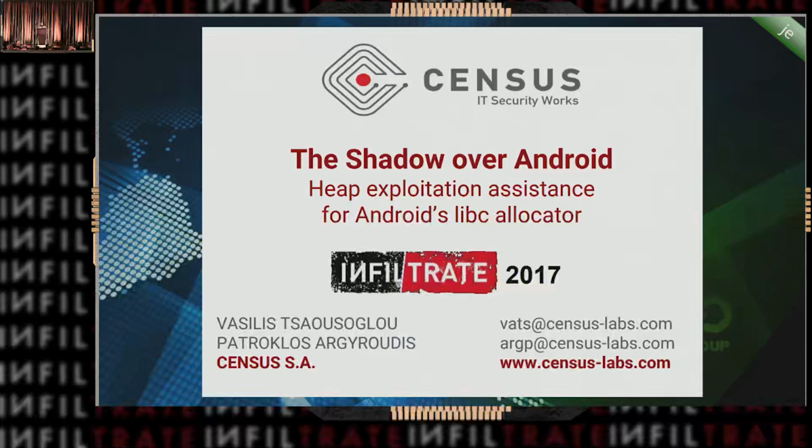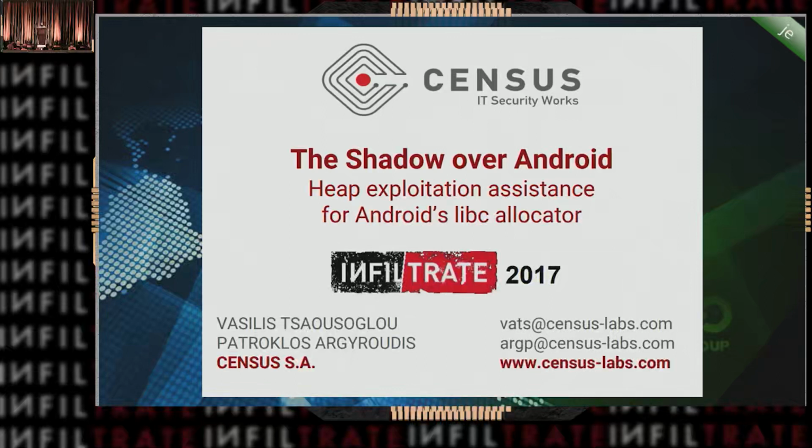As it happens, ArgP and VATS presented a tool for visualizing the J-malloc heap at last year's Infiltrate. They later released the tool, which they call Shadow, on GitHub with support for both Firefox's standalone J-malloc and Android's libc J-malloc. I highly recommend viewing their talk and using their tool. Shadow is a debugger plugin which allows you to view the various J-malloc structures and data in a textual table format, and it really makes a big difference in understanding how the heap is behaving during exploit development.